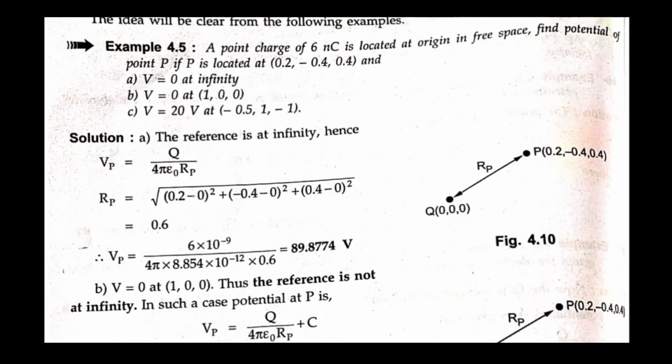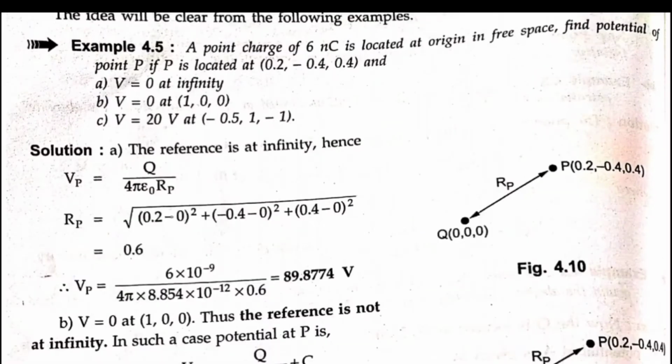Previously we know what potential is. Let us solve one numerical problem, after that we go for equipotential surfaces and potential gradient. A point charge of 6 nanocoulomb is located at the origin in free space. Find the potential at point P if P is located at (0.2, -0.4, 0.4), and A: V equal to 0 at infinity, B: V equal to 0 at (1, 0, 0), C: V equal to 20 volts at (-0.5, 1, -1). This is the given problem. Let us solve this problem.